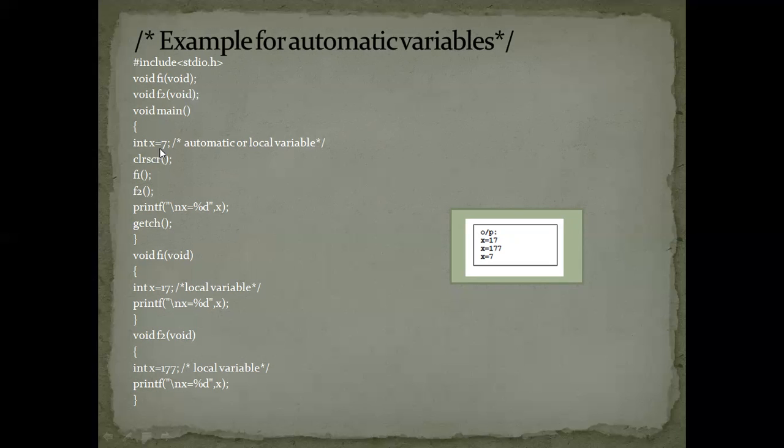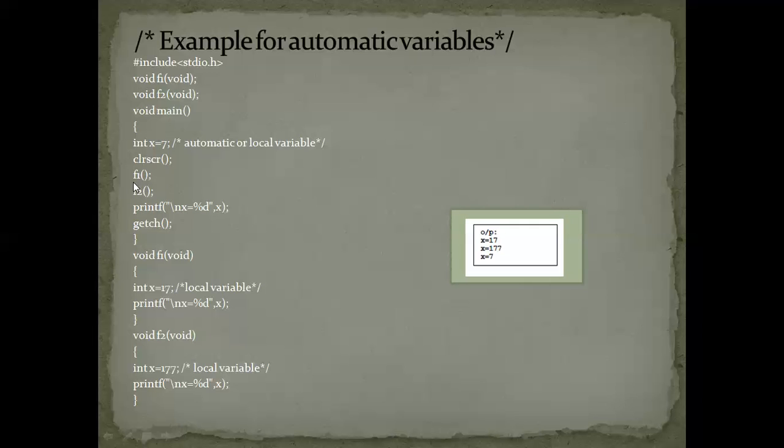Then we have used the variable x and we have declared it here, and sorry, initialized also. So what is the value of x here? The value of x is 7. So this is what? Automatic variable or local variable. The lifetime of this variable is defined only for this main function. Remember this. So f1 and f2, we are calling the two functions here. This is a function call f1 and this is another function call f2.